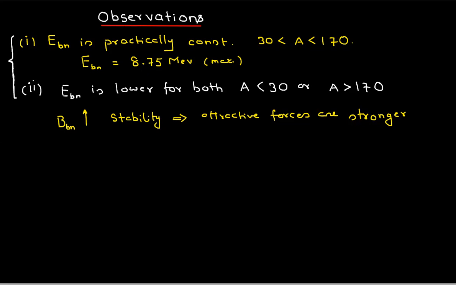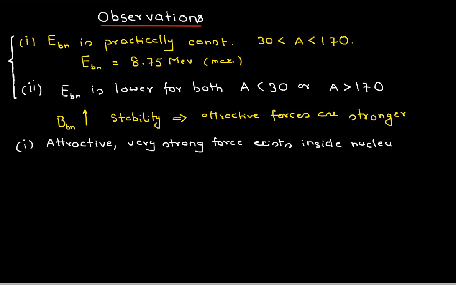Okay, clearly this thing everybody agrees, right? This thing everybody agrees that an attractive very strong force exists inside the nucleus. But it has to overcome the Coulomb force of repulsion between the two protons, isn't it? It has to overcome, because two protons are having same charges, so they will repel each other. So this attractive force should be so strong that it should overcome all that. Okay, this has to be present.